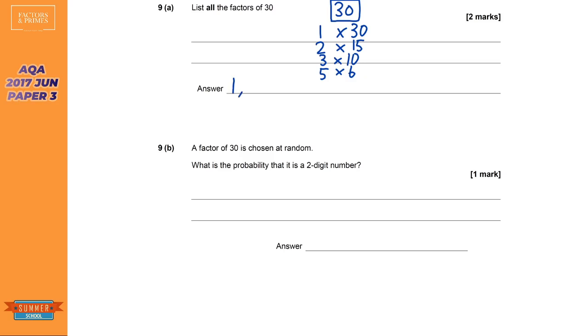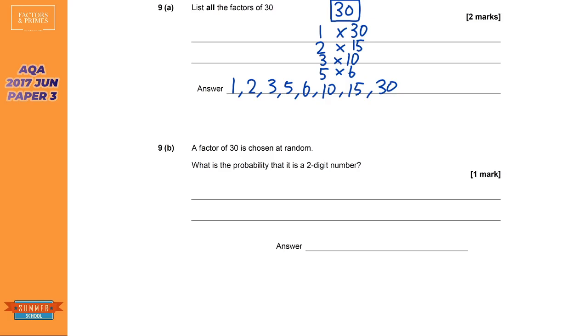And we write down all the factors, so 1, 2, 3, 5, 6, 10, 15, and 30. Those are all the factors. Notice that 1 and 30 are both factors, and that's sometimes one that students miss.